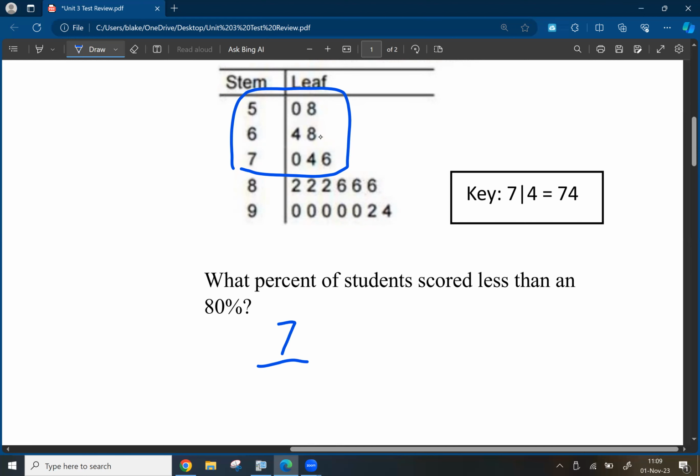7 test scores, but it says what percent of students, so out of how many? So that's 7. How many are there in total? So 8, 9, 10, 11, 12, 13, 14, 15, 16, 17, 18, 19, 20. There are 20 in total, and 7 out of 20 comes out to 35%. There you go.